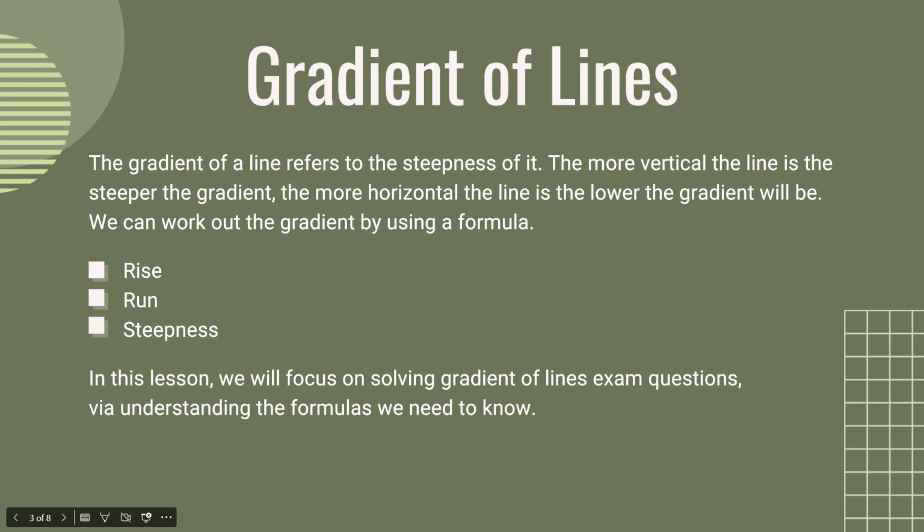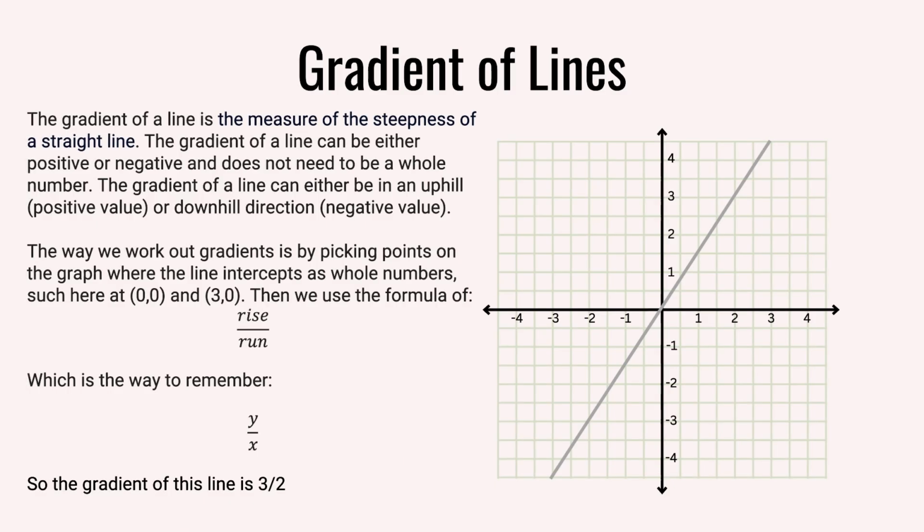So, what is a gradient? A gradient of a line refers to the steepness of it. The more vertical the line, the steeper the gradient; the more horizontal the line, the lower the gradient will be. We can work out the gradient by using a formula. In this lesson, we will focus on solving gradient of a line exam questions by understanding the formulas we need to know. Now, let's have a look at an example of gradient of lines.